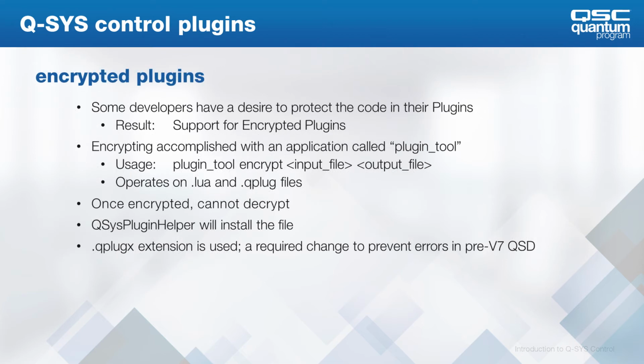Q-SYS also supports the use of encrypted plugins for developers with a need to protect their code. This means that any necessary edits will require access to the original unencrypted source file. This encryption is provided by a plugin tool application which can be used to encrypt both Qplug plugin files as well as Lua control scripts. These encrypted plugin files can be installed as a Qplug-X file using the same Q-SYS plugin helper mentioned earlier.